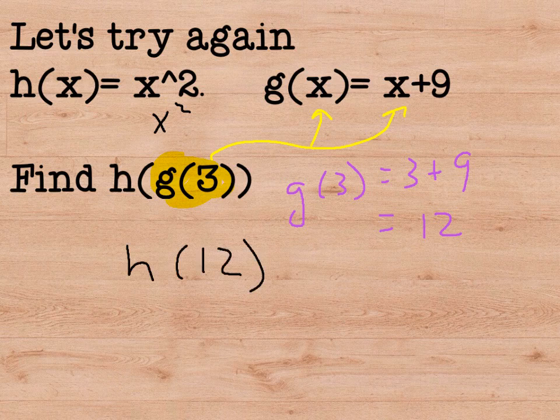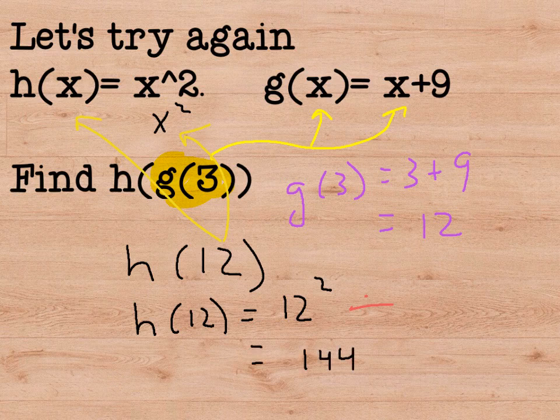Well, now we're back to looking at the idea of h of 12. Okay? And again, we know to take this 12 and put it here and there. So we get h of 12 equals 12 to the second power, which is 144. Remember that this means 12 times 12. Now I'm going to give you some time to practice.